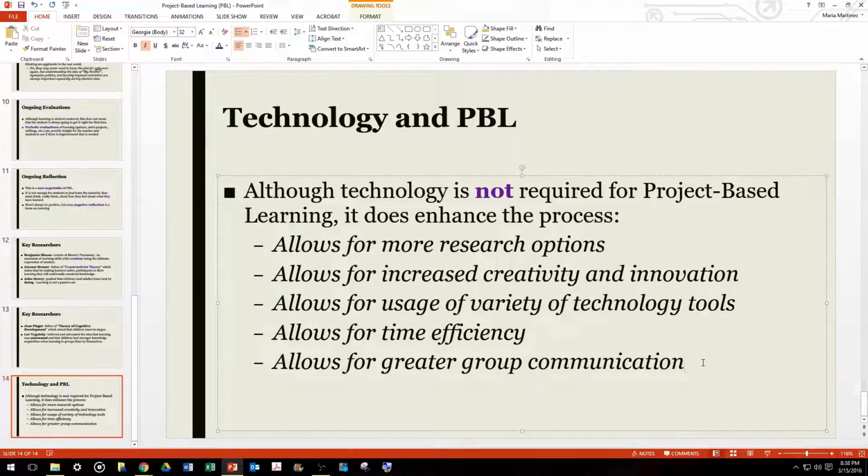But at the same time, as wonderful as all of these things are, again, it is not a requirement for project-based learning. Students can still use books. Students can still use poster boards. Students can still use construction paper and create a final product, in a group, that is complex and does answer a question. So I just want to make sure that I do point that out.